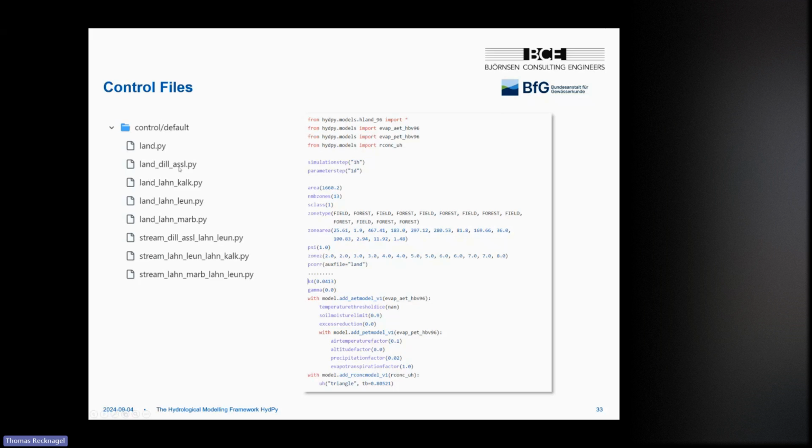So for each element you have defined in the network group, you need one file, and this file must have the same name as the name you gave to the element. So we have an element which is called land_dil_ASSL. So we need one file, and in this file, the model for this element is defined.